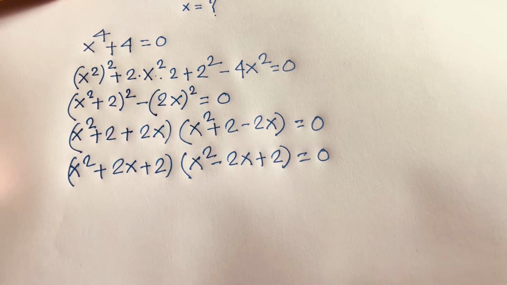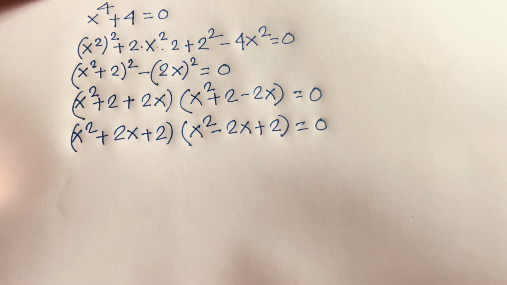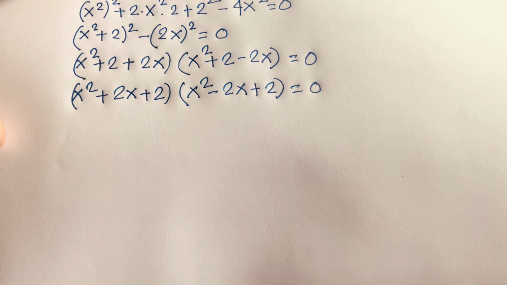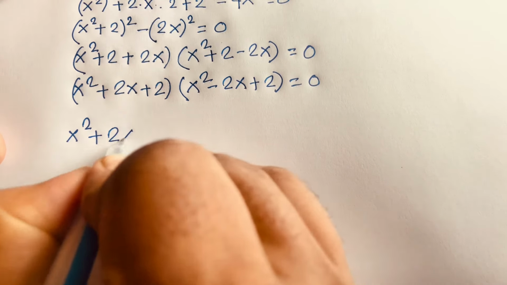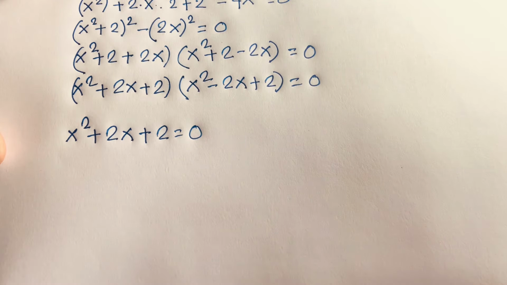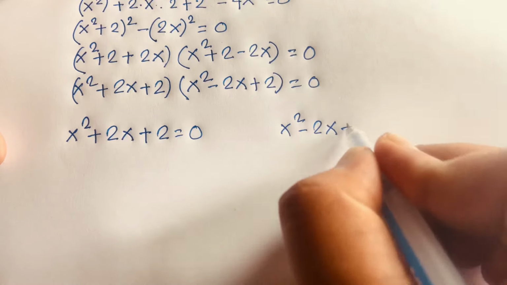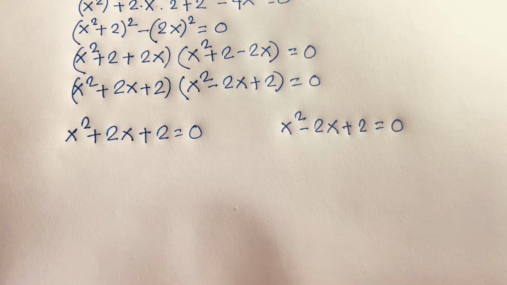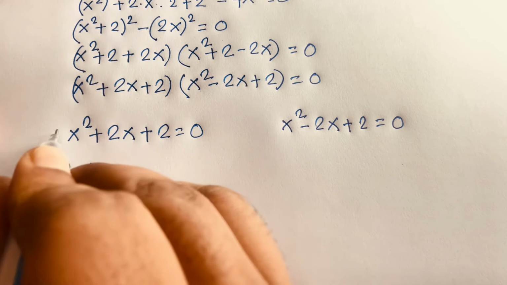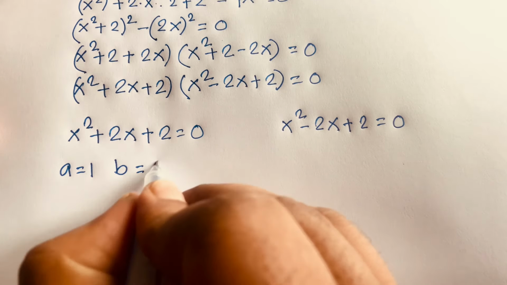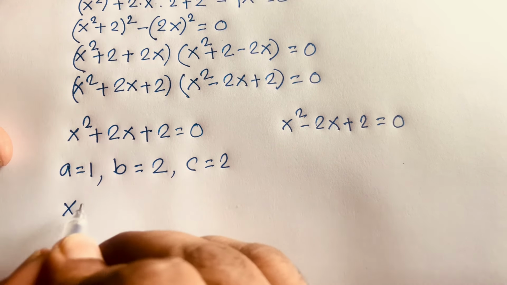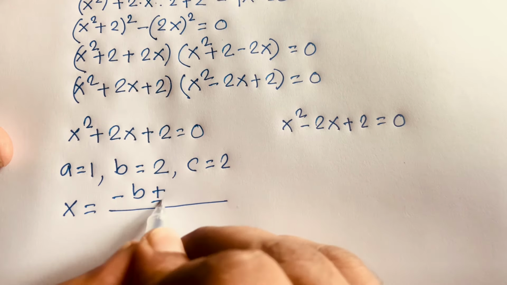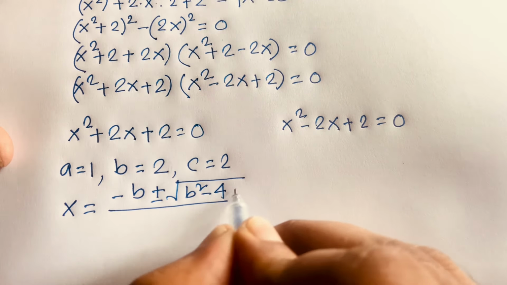Now we'll find the value of x in this equation. So here is a quadratic equation, and here is a quadratic equation. If I find the value of x in these two cases, first of all, our first case is x square plus 2x plus 2 is equal to 0, and the other case is x square minus 2x plus 2 is equal to 0. Now I can say easily, according to the quadratic equation, a is equal to 1, b is equal to 2, and c is equal to 2. Now x is equal to minus b plus minus square root of b square minus 4ac over 2a.